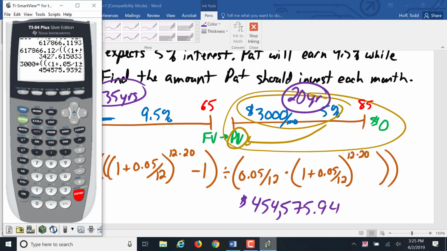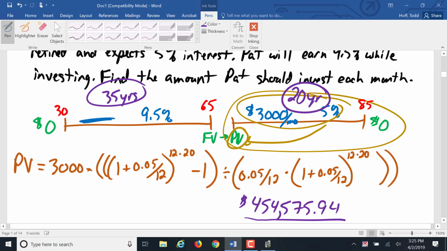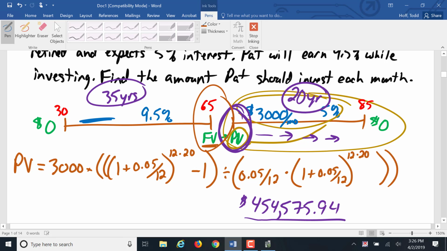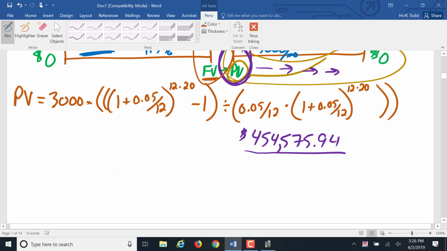So Pat, in order to make this happen, is going to need $454,575.94 at this point at age 65 in order to make those $3,000 payments happen for those 20 years. So then that becomes the desired future value for our accumulation phase. So we're going to go ahead and enter that, and then we're going to find our payments.